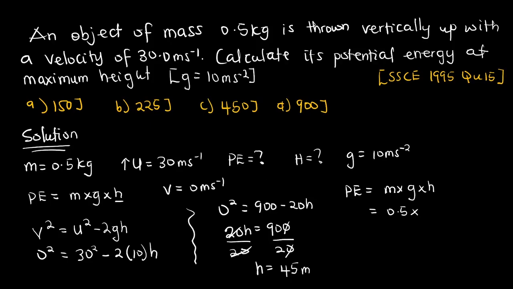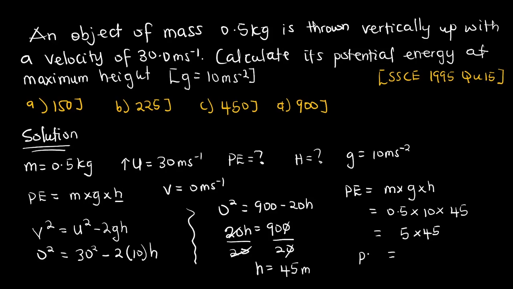The gravity in this case is 10. Then the height, which we just found to be 45. Okay, so from here we have 0.5 multiplied by 10. That will be half of it, so we have 5 over here. And then that 5 will multiply the 45 we have over here.